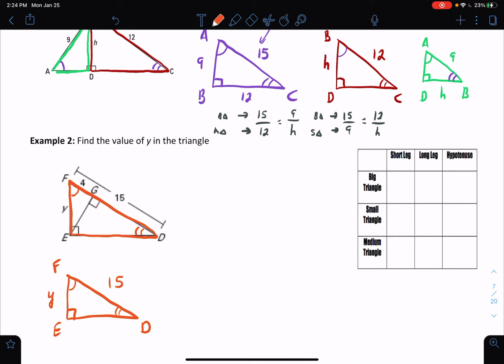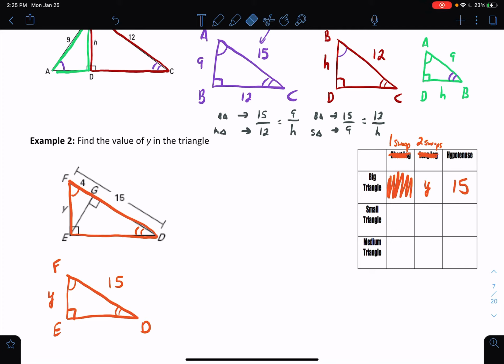So in this chart to the right, this is going to help us organize our information and see what proportions we can set up. So we've got the big triangle, small triangle, medium triangle. Instead of calling it short leg and long leg, short leg I'm going to call the side length opposite the 1 swoop. The long leg, side opposite the 2 swoops. So in the big triangle, opposite the 1 swoop, we don't know what that is, so I'm just going to cross this out. Opposite the 2 swoops is y, and the hypotenuse of the big triangle is 15.